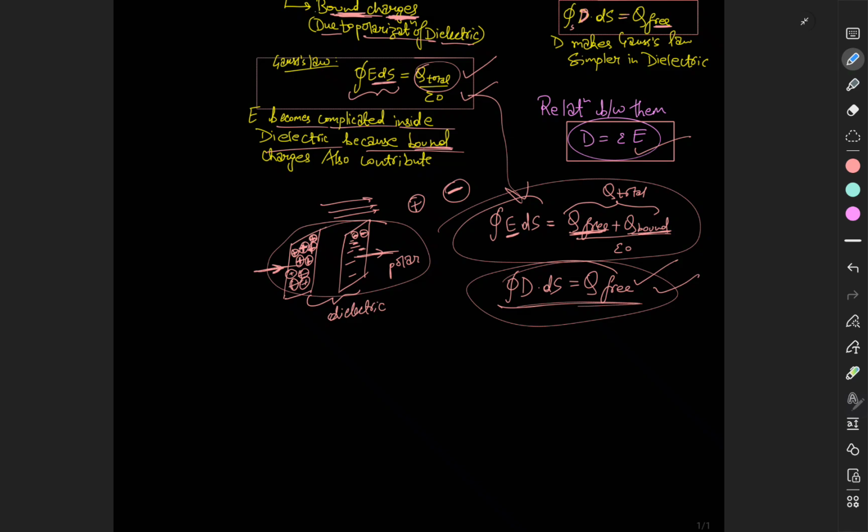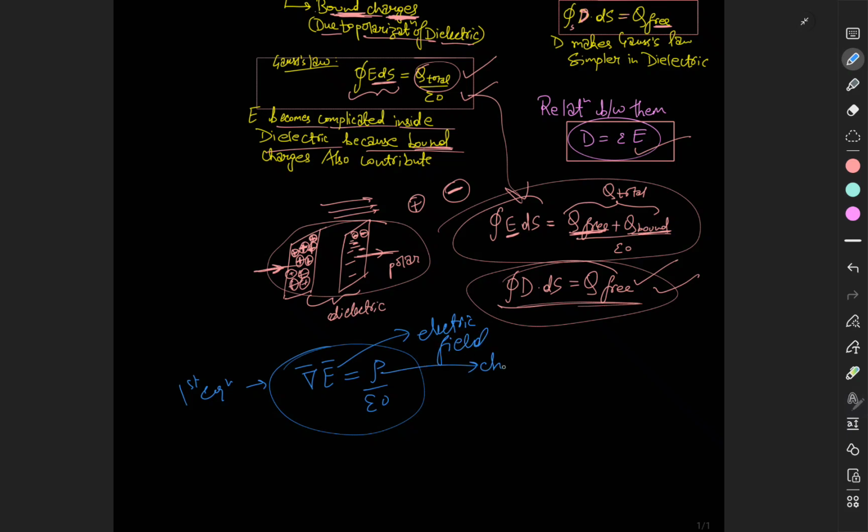Now we can simply derive the first equation of Maxwell. The first equation of Maxwell says that the divergence of electric field is equivalent to rho upon epsilon naught. Here E is the electric field, and here rho is the charge density.